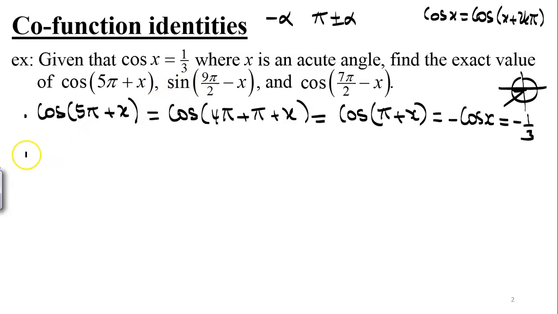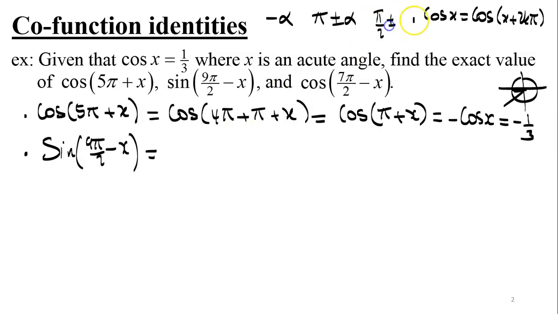Now similarly here we have sine of 9 pi over 2 minus x, and we need to determine the exact value of that. So 9 pi over 2 minus x. Again, the cofunction identities are in fact pi over 2 plus or minus x or alpha, whatever.